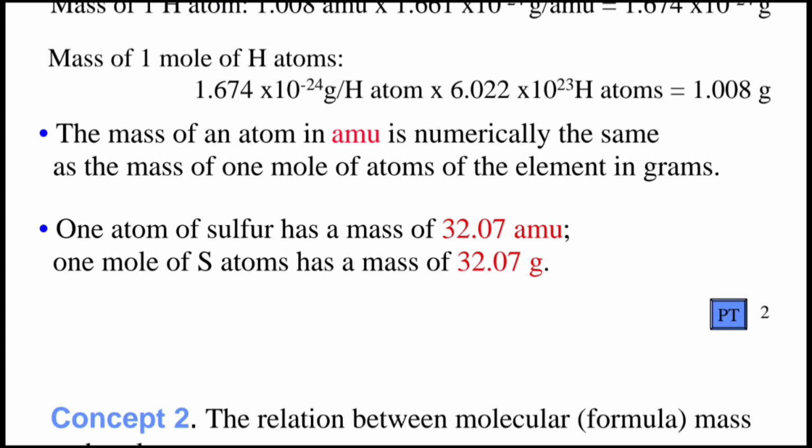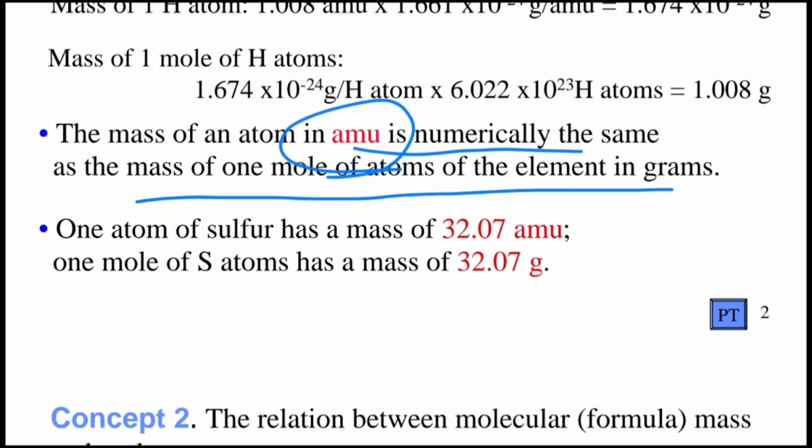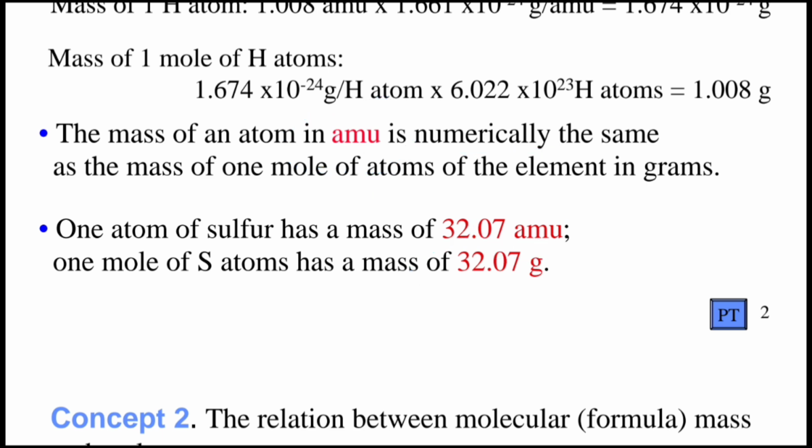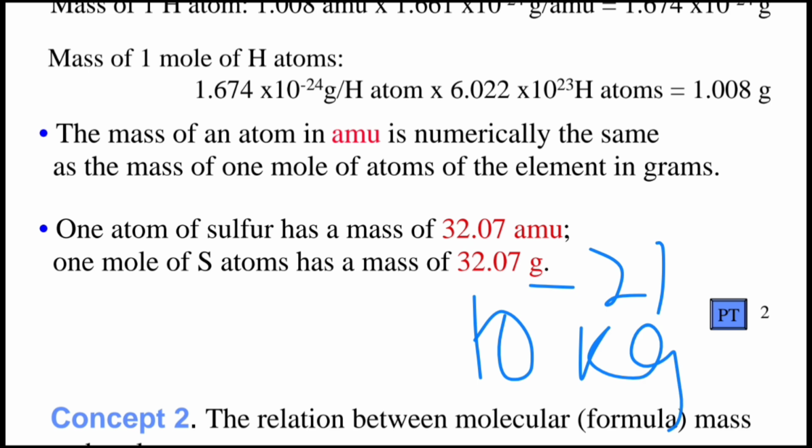The mass of an atom in AMU is numerically the same as the mass of 1 mole of atoms of the element in grams. Basically, AMU is the smallest unit. We cannot measure this, so in measuring we use grams, because AMU is not measurable. It is a very small quantity, like 10 raised to the power minus 27 kg. That is a small number.